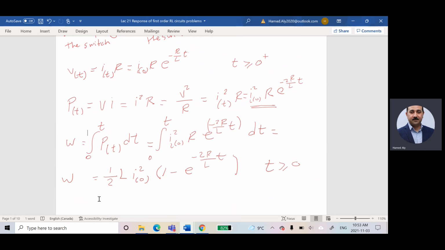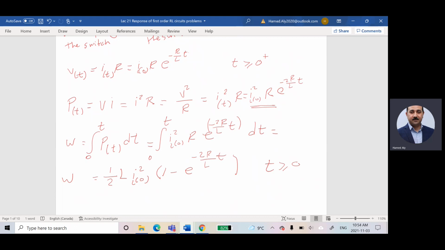Half L I squared, because I know the energy is half L I squared, right? And you substituted by I_L of 0, which is the initial current. So how come I'm seeing here the energy is equal to half L I squared at infinity? And my friend is saying, oh, it will run out of energy. I don't know. What's your opinion, guys?